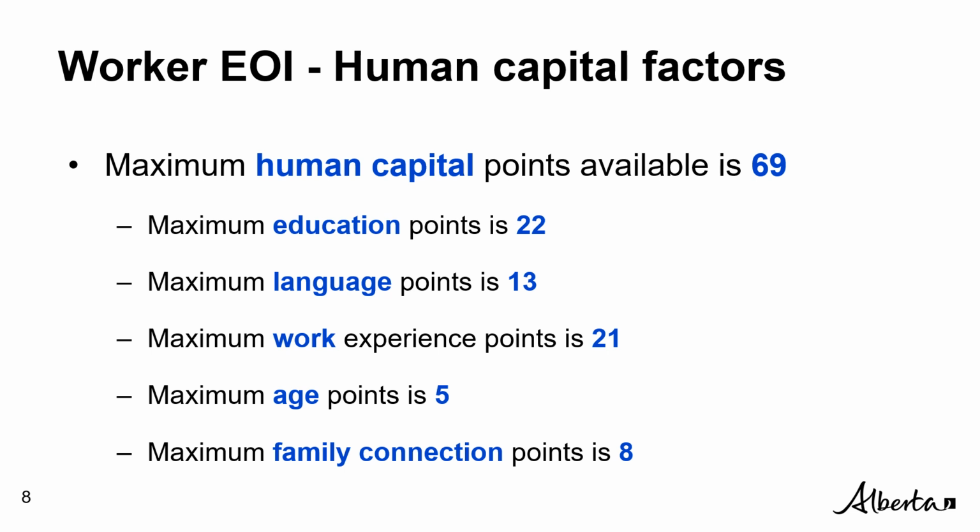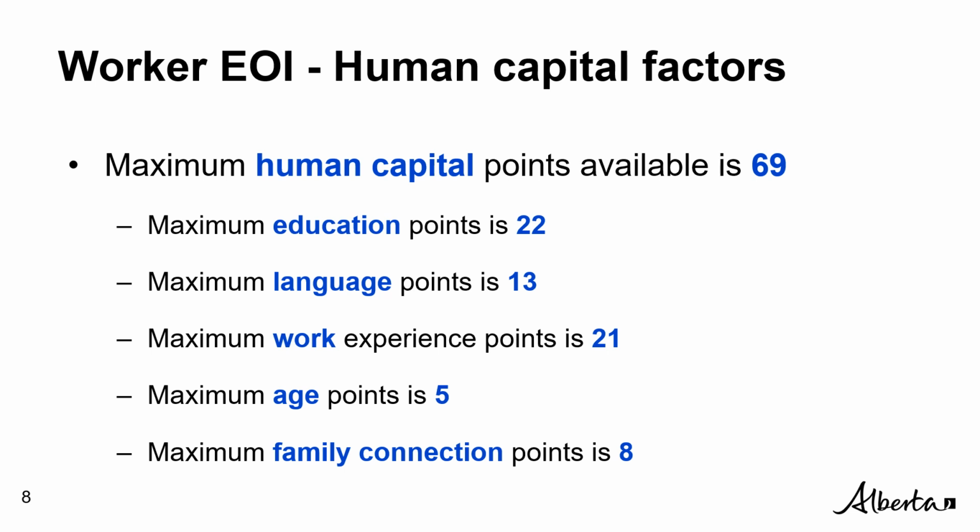Work experience. Total work experience points are based on any experience meeting the time threshold in Canada or abroad. Work experience in Canada. AAIP will score the worker EOI for both experience in Alberta and in another province or territory in Canada, not Alberta, and will award the higher points between the 2 scores. Age. Points may be claimed depending on your age range to a maximum of 5.